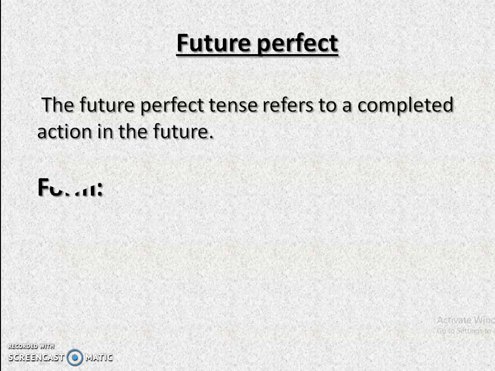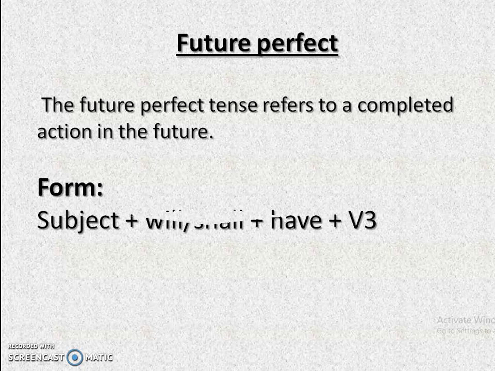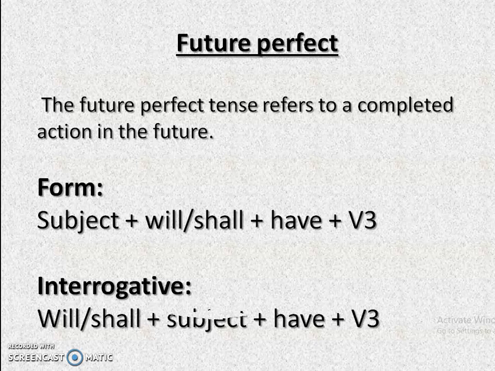Future perfect tense. The future perfect tense refers to a completed action in the future. Form: subject plus will or shall plus have plus V3 form of the verb. Interrogative sentence: will or shall plus subject plus have plus V3 form of the verb again.